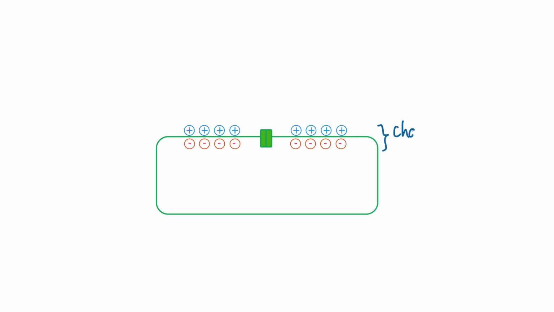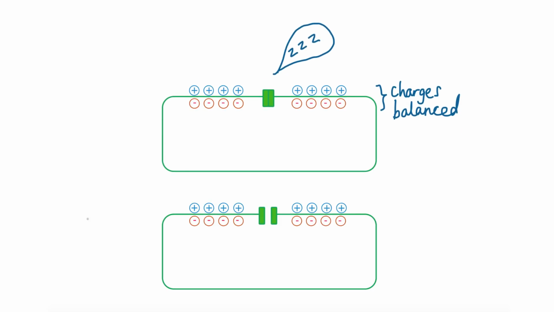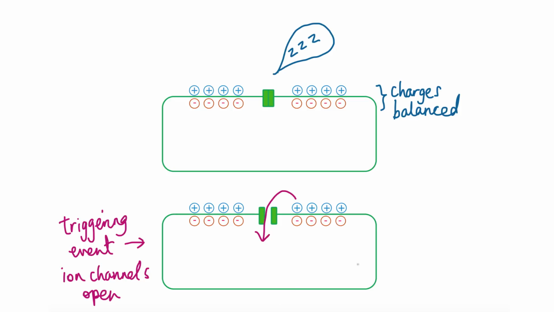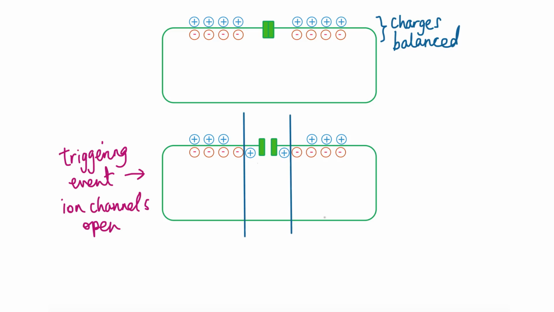Here's the membrane of a neuron where the charges are balanced. The outside is positive and the inside is negative. When the charges are balanced, the membrane has a resting potential of minus 70 millivolts. When a local area of the membrane experiences a triggering event, specific channels open and ions flood in, typically sodium ions. This causes the charges to become unbalanced. The local area becomes depolarized, therefore the membrane becomes less negative and a graded potential is produced.